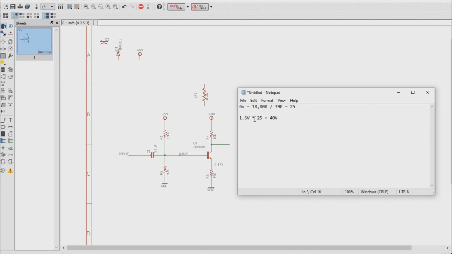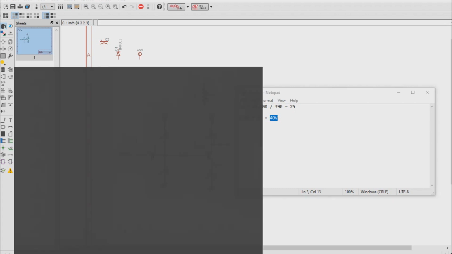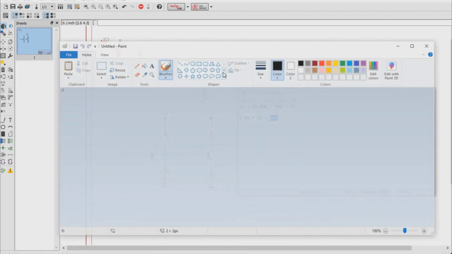Now, at first it's like, well, that's what the math says, and that's what it should be. Well, technically, yes. But here's the problem with that. 40 volts is bigger than 9. What does that mean? So let me do a little bit of Paint again.